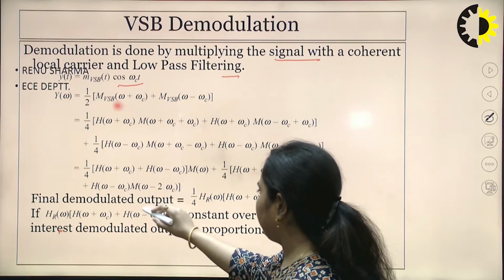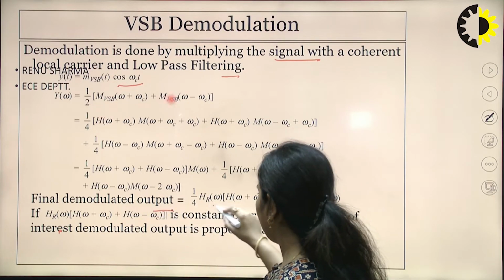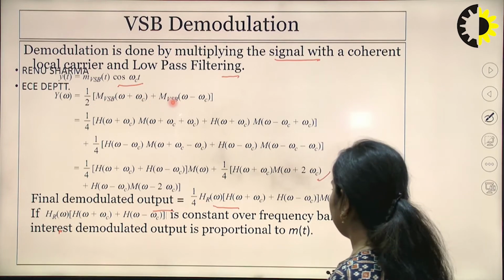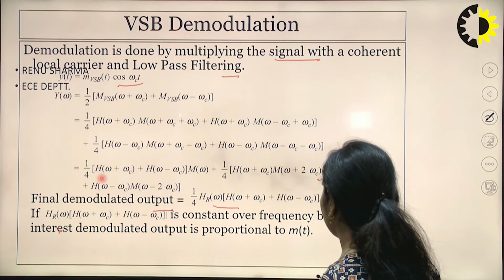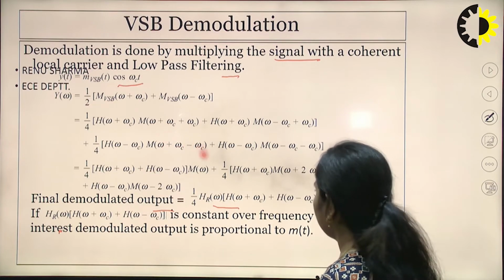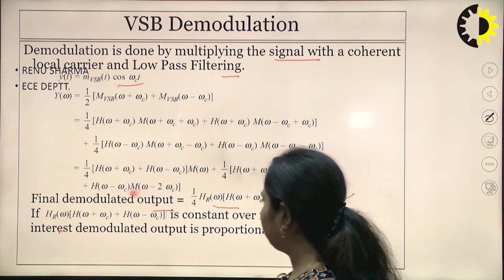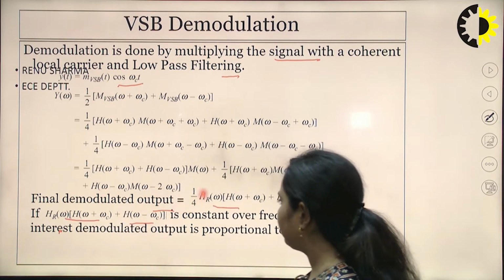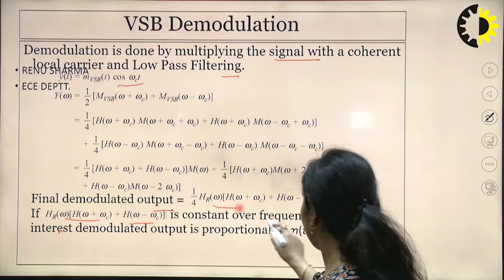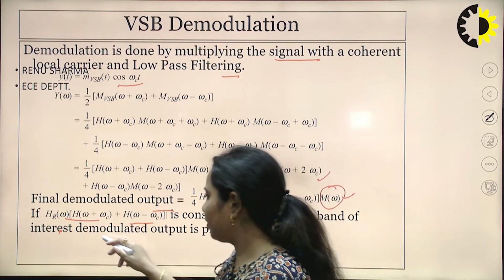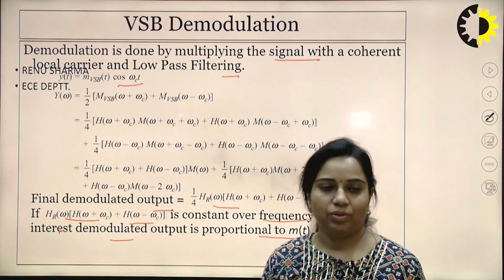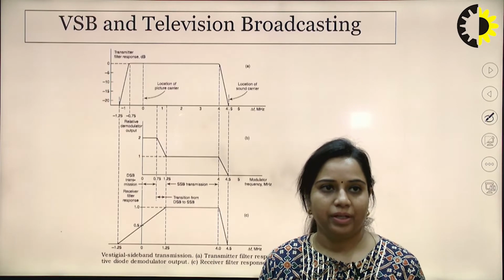So the final demodulated output will be 1 upon 4 times H omega plus omega c plus H omega minus omega c multiplied by M omega, where M omega is the message signal. Then if this particular H omega plus omega c plus H omega minus omega c is constant over a frequency band of interest, then the demodulated output is proportional to m(t). So this is the VSB demodulated signal.